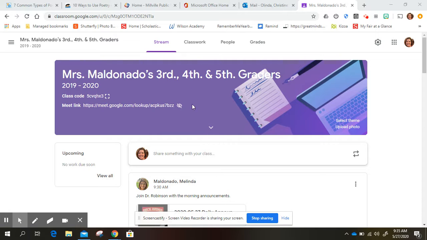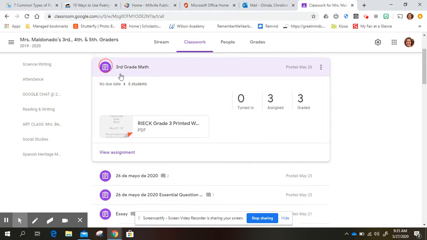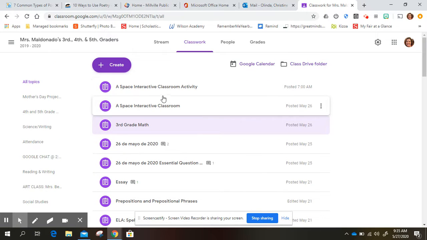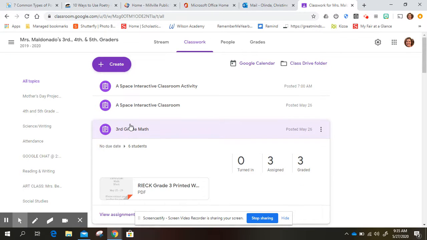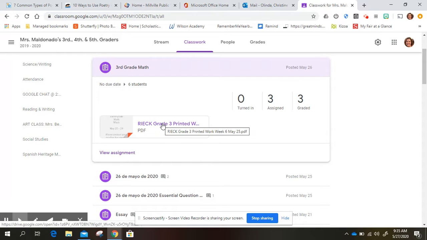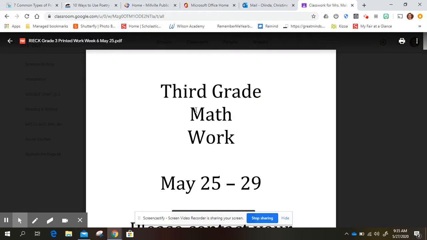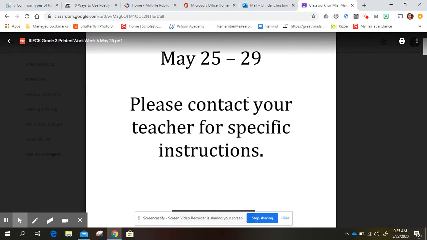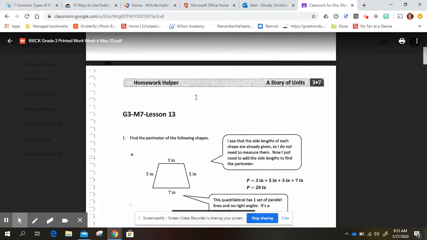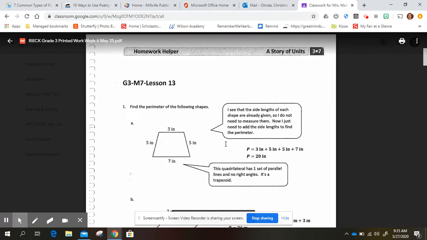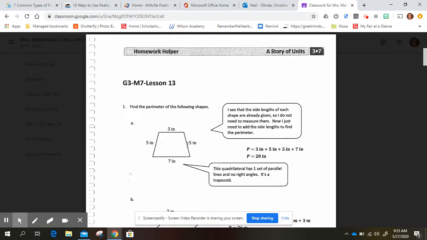So when you come to Mrs. Maldonado's Google Classroom, you'll need to click on classwork. It should look like this. You have a space interactive classroom activity and another space activity today. But third grade math, if you're a third grader, you'll click here. Then you'll want to click this. It'll look like a worksheet. You'll need to scroll down. These are directions and example problems if you don't know how to do the work.